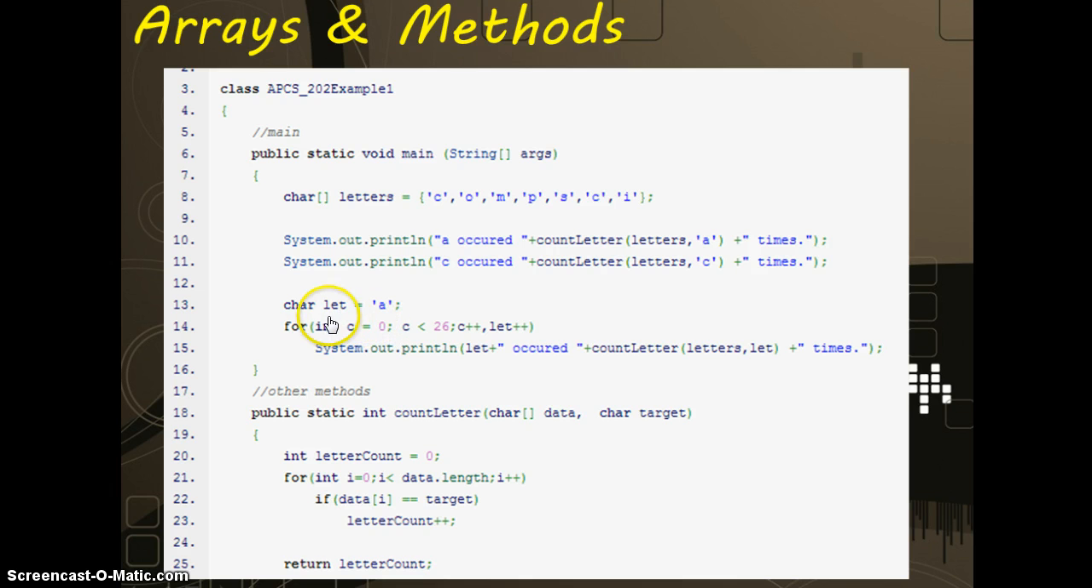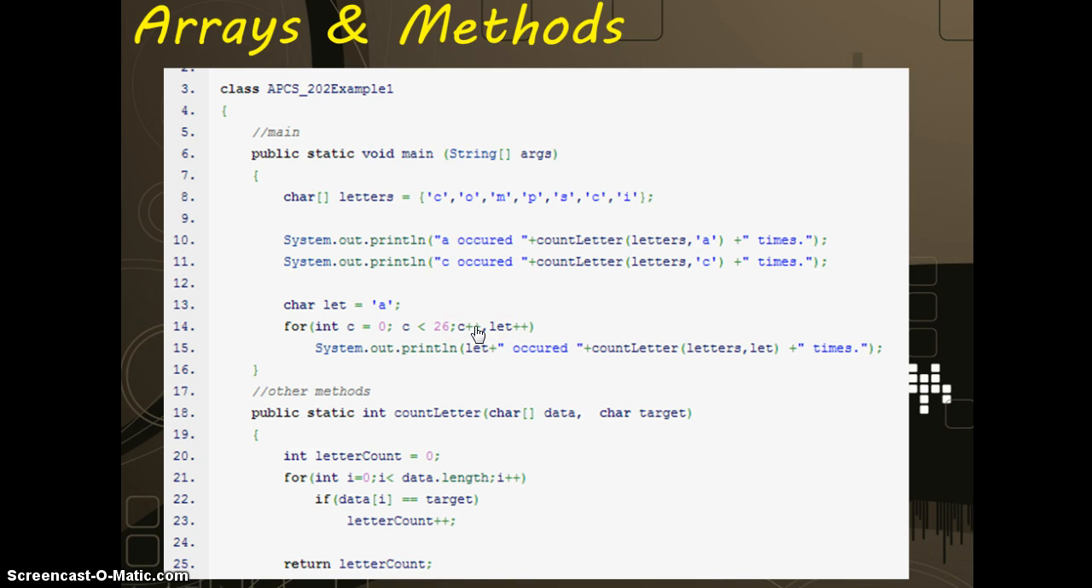Down here I make a new character variable. I'm going to call that A. I have a for loop. A for loop looks pretty simple straight off the bat. C is 0, C is less than 26, C++. But then something weird occurred. In this advancement part of the for loop, I get a comma.